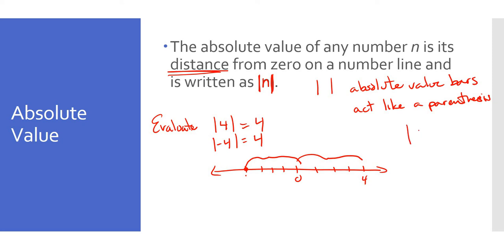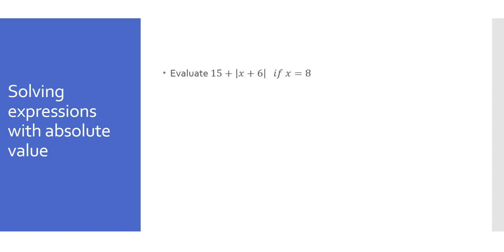So what if I wanted to find the absolute value of negative 6 plus 2? Remember I said this acts like a parenthesis, so I've got to do what's inside the parentheses first. So negative 6 plus 2 is negative 4. Then what is the absolute value of negative 4? We already said it's 4 units from the origin, so the answer to this is 4. Let's try a couple more of these. I'm going to put these up and let you try them on your own and then come back to the video.